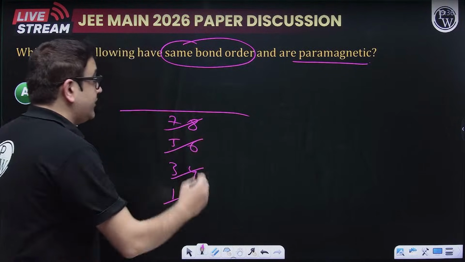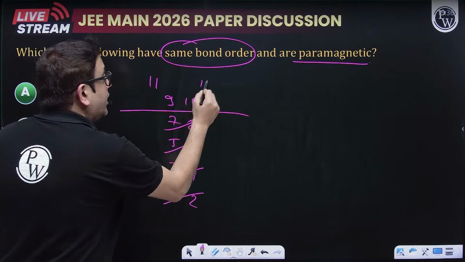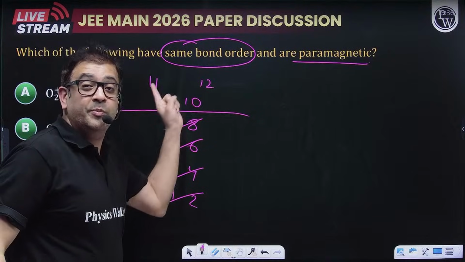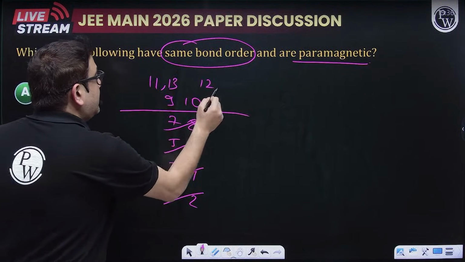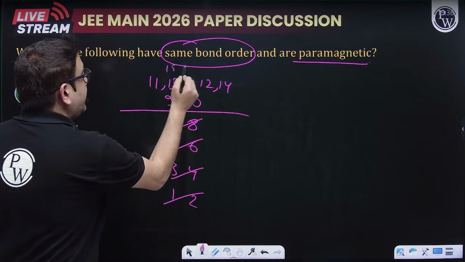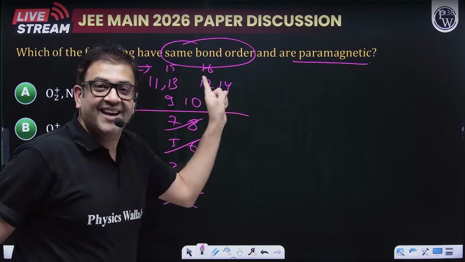Now the difference comes for oxygen. Sigma 2pz is filled. That means 9 and 10. After that, 11 and 12. Why am I writing this? Because pi 2px and pi 2py. Keep that in your mind. Then 13 and 14, then 15 and 16. Now these are pi-star, these are pi-star.